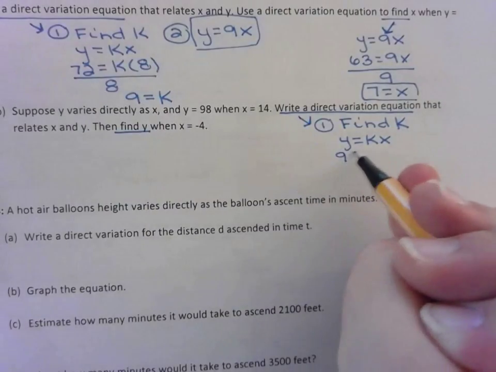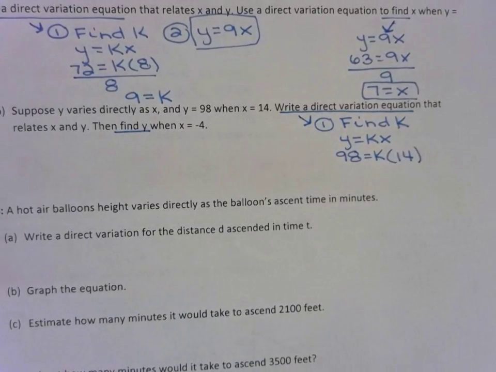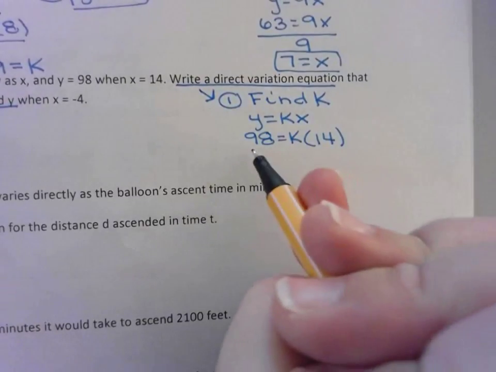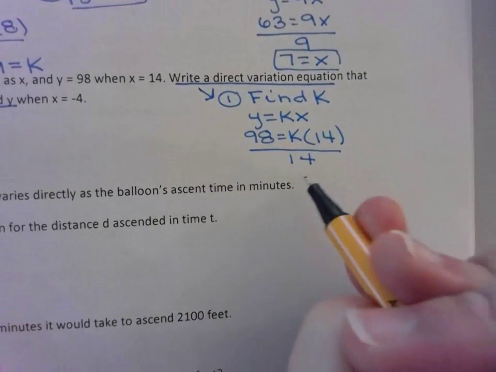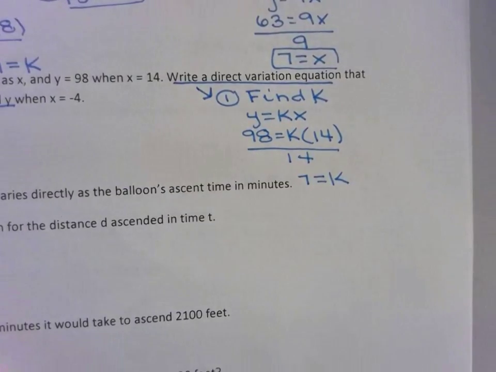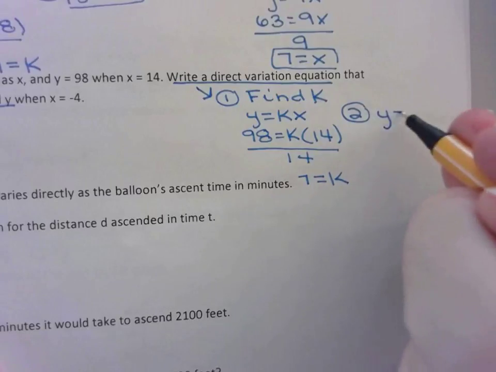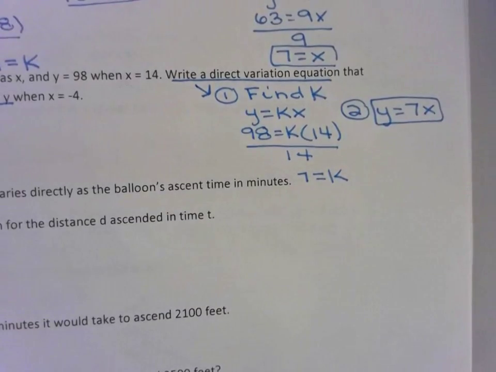Plug in 98 for y and 14 for x. You have to use the two x and y values that are related. So y is 98 when x is 14. Divide by 14. Once you plug it in, it's an easy equation to solve. 98 divided by 14, 7 equals k. Have I answered the question? No, I want the direct variation equation. So my equation, if I know k is 7, will be y equals 7x. Direct variation, y equals a number times x. That's the first part. Any questions on that?